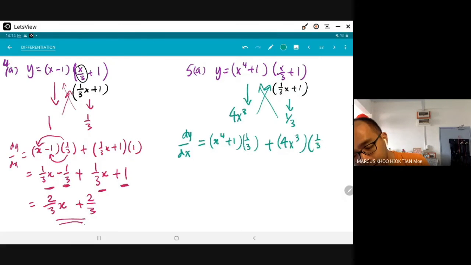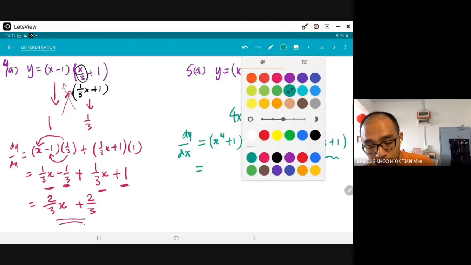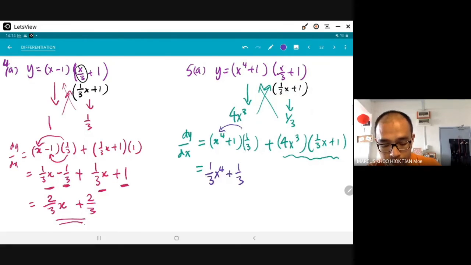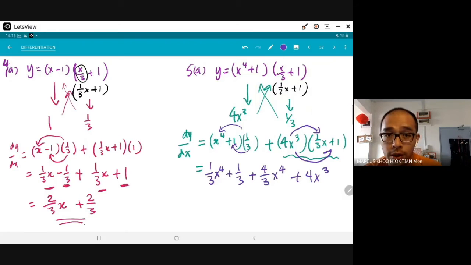Okay, so this one we need to be a little bit careful. It is not just a single number. But when we do the left side, what we will get is 1 over 3x to the power of 4 plus 1 over 3. This is easy, because it just multiplies in. Here, you have to multiply this with this. So this one will give you 4 over 3x to the power of 4. Okay, and this one is easy, 4x to the power of 3, because it is multiplied by 1. Okay, and then you take a look at this line.